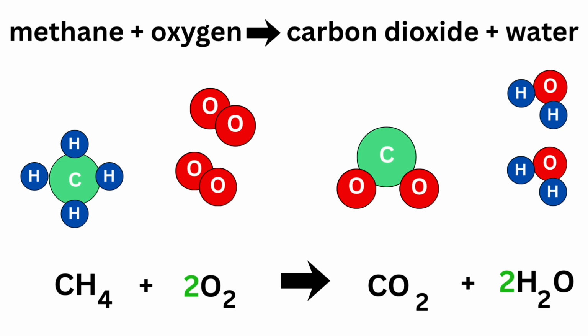This means that we need 2 oxygen atoms to make the water and 2 more oxygen atoms to make the carbon dioxide. So we'll need 4 atoms of oxygen, which is 2 molecules of oxygen. Our equation is now balanced because there's 1 atom of carbon on the reactant and the product side, there are 4 atoms of hydrogen on each side, and there are 4 atoms of oxygen.